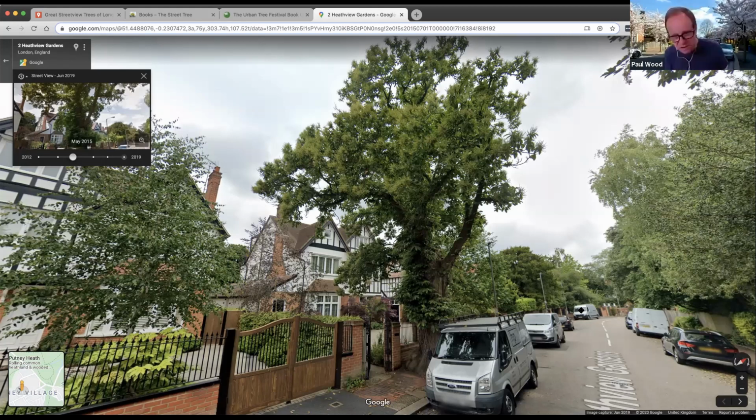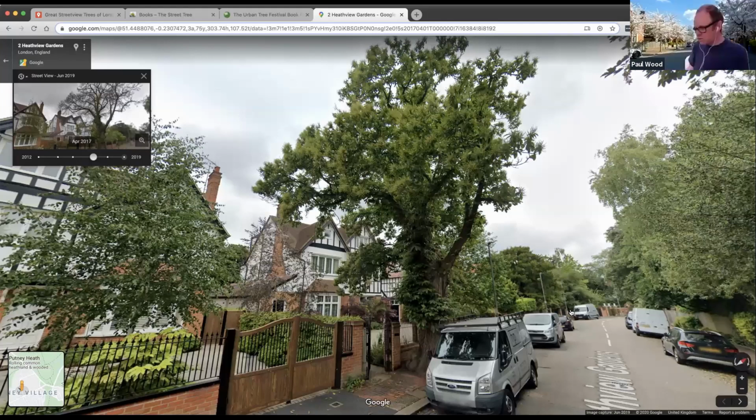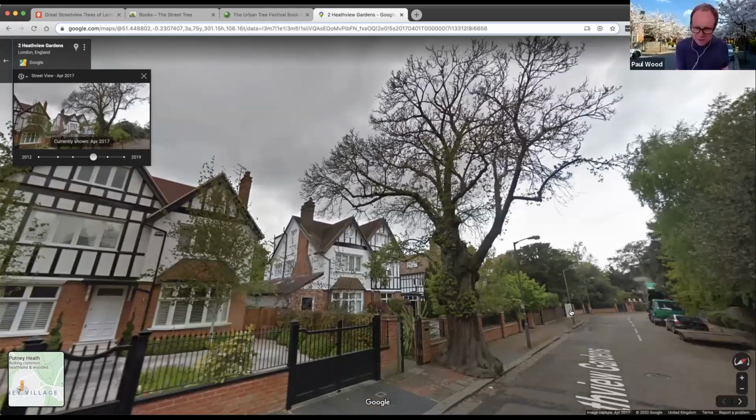And we can see how this tree completely blocks the pavement down here on Heathview Gardens in Putney, a rather swanky address. I can see that it's obviously spilling over the pavement as well. So it looks like the council, which I believe would be Wandsworth or possibly Richmond there, might be needing to give it a bit of help with some engineering to free it a bit more. But I think it's really amazing that they've seen the value of keeping this old tree in situ.